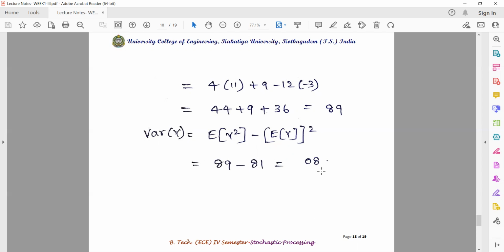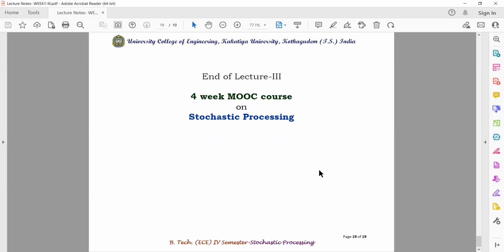So likewise, we can do the problems on PDF, CDF, and calculation of mean, variance, standard deviation, and nth order moments. The only requirement here is the integration formulae. If you know integration, you can successfully do all these problems on PDF, CDF, and operations on a random variable. So that's all for the end of lecture 3 and the completion of week 1 of this 4-week MOOC course on stochastic processes.